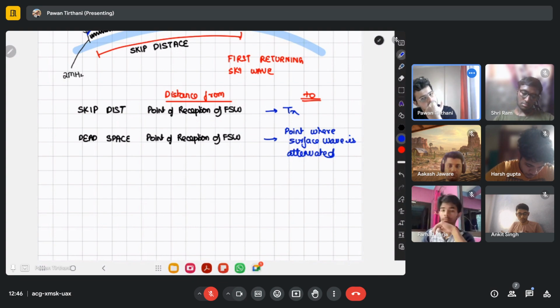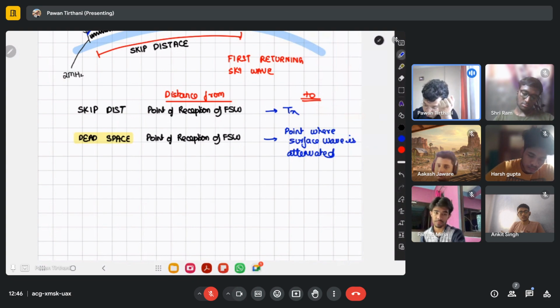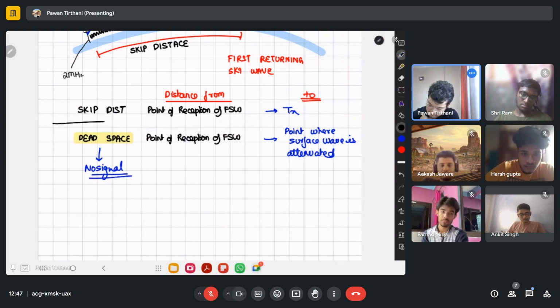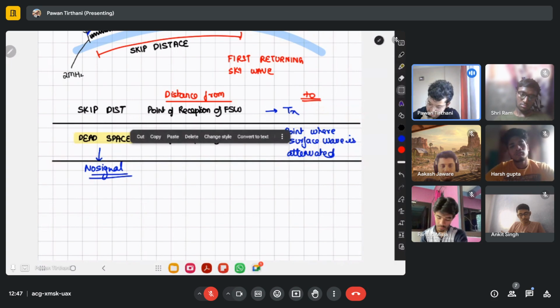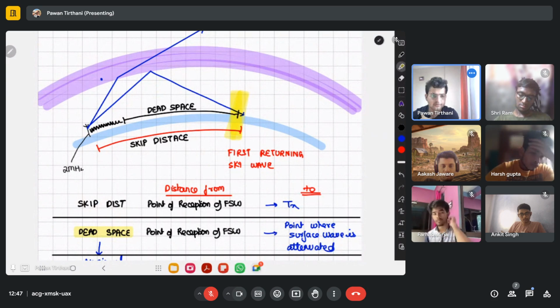Any doubts? Do you have any detectable signal in the dead space? Why is dead space called the dead space? Because there is no signal present over here. Okay, this table will come in very handy for you to understand from which distance to which distance. Please understand it always starts from this point, and this point is a very important point.